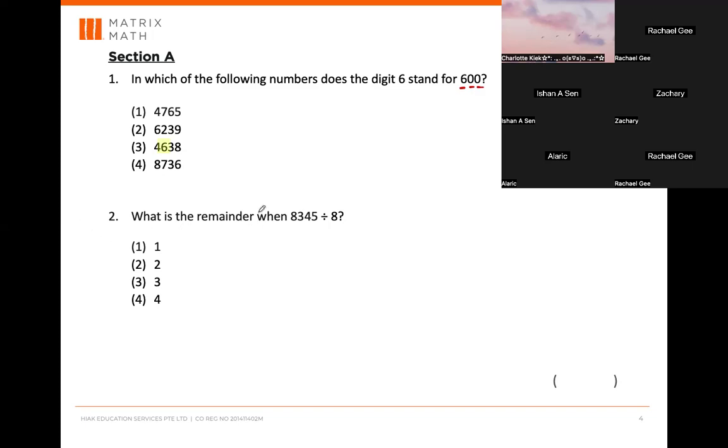Question 2, what is the remainder when 8,345 is divided by 8? Okay, so your long division, okay, your multiplication has to be strong. So 8,345, we do it 1 by 1. So 1, you get 8 here, so you get 0. Bring down the 3, okay? So you bring down the 3 here, 0 because 3 is smaller than 8. So minus 0, you get 3. Bring down a 4, you get 34.